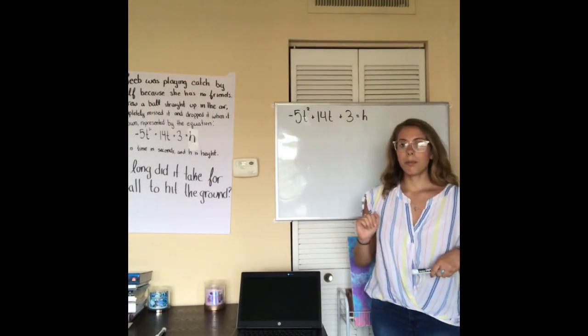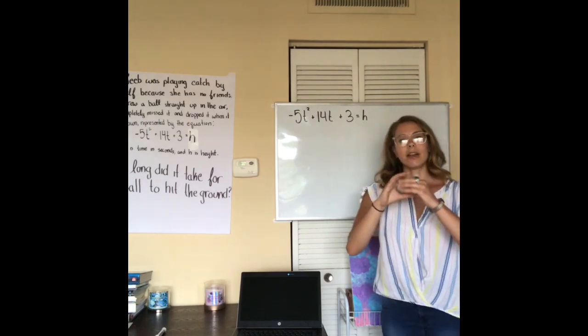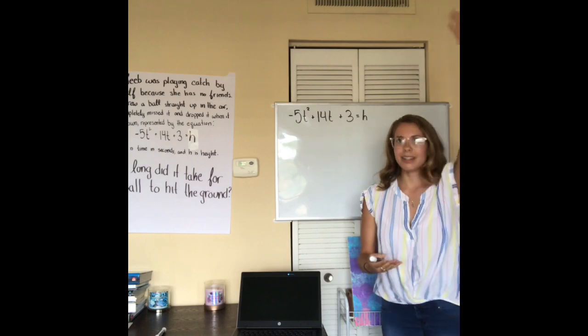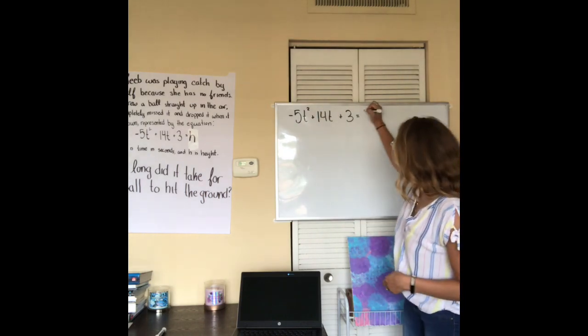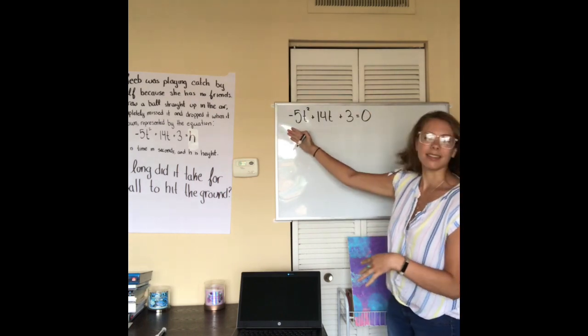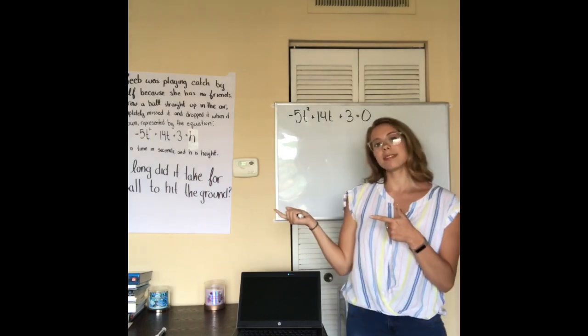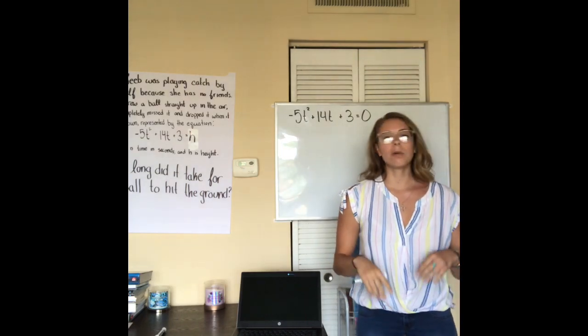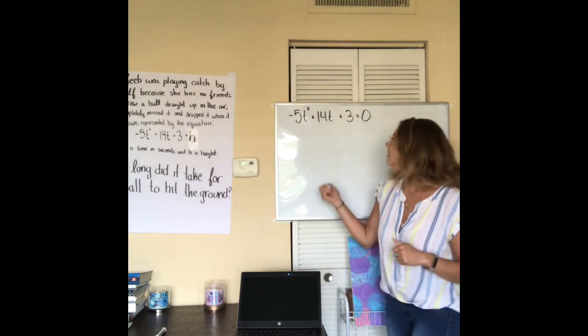Well, if we're talking where the ball hit the ground, we're going to turn this h for height into 0. Because if the ball is on the ground, it's not in the air. It has no height. It's 0. So now we have a quadratic equation. It's in standard form. There's two ways that we could solve this. We could use slip and slide, or we could use the quadratic equation. I'm going to show you both. So first I'm going to show you slip and slide.